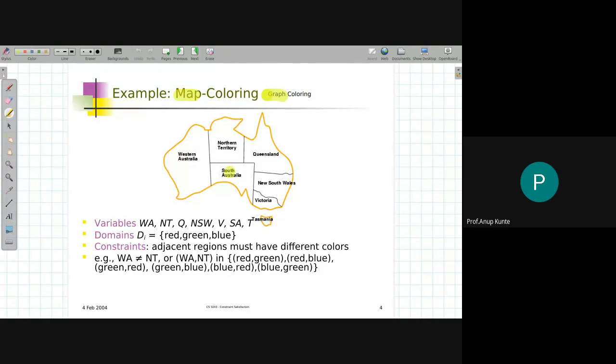So if you see this South Australia, SA region, you'll find that it is connected to 1, 2, 3, 4, 5 adjacent regions. Okay, so if I choose a color to color this particular region, then can I use the same color in the other regions? No, I can't use the same color in the other region. So this is how these constraints play off when you try to identify what colors I should use to color this.